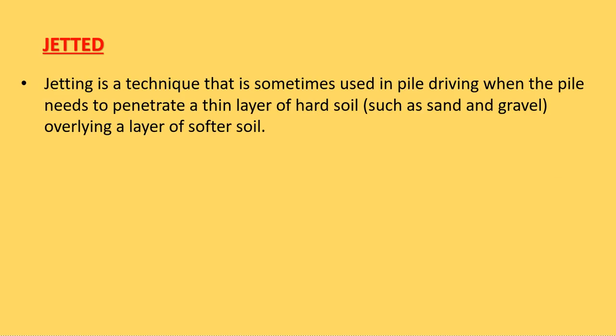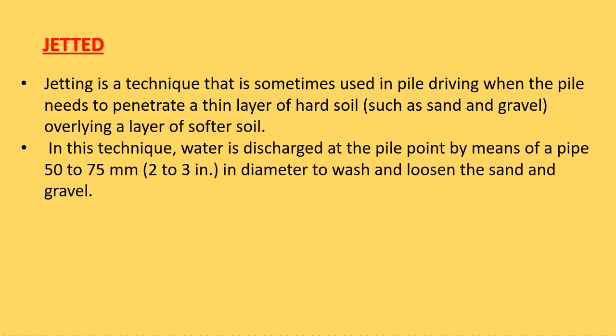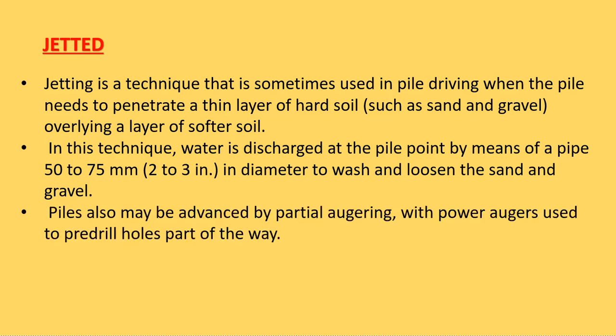Jetted piles. Jetting is a technique that is sometimes used in pile driving when the pile needs to penetrate a thin layer of hard soil, such as sand and gravel, overlying a layer of soft soil. In this technique, water is discharged at the pile point by means of a pipe 50 to 75 mm in diameter to wash and loosen the sand and gravel. Piles also may be advanced by partial augering with the power augers used to pre-drill holes part of the way.